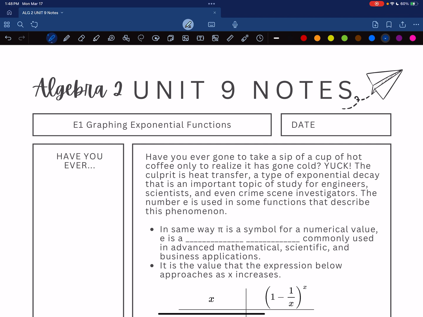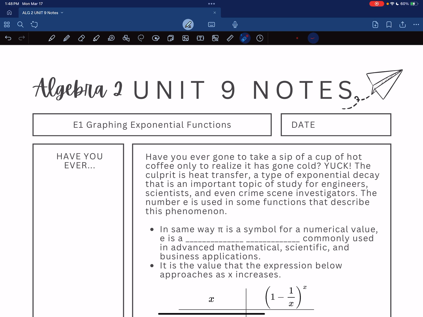We are in our series on exponential functions and equations, and we're continuing this discussion on graphing exponential functions. So, I have a question for you once again. Have you ever gone to take a sip of coffee only to realize that it's gone cold when it should be hot and delicious and wonderful? It's disgusting like that, right?